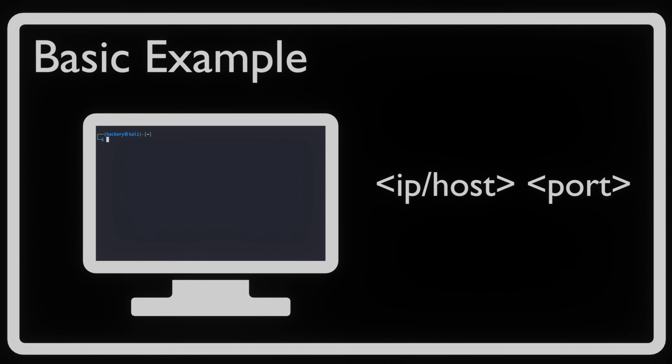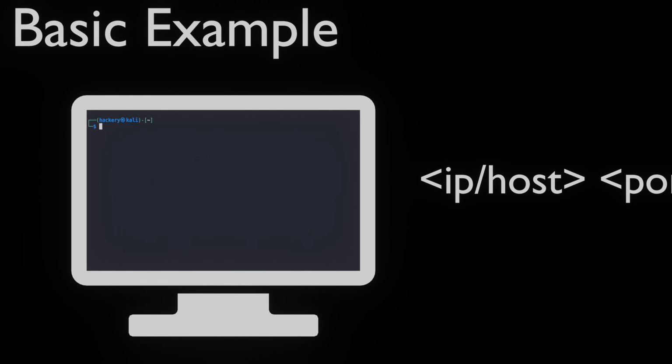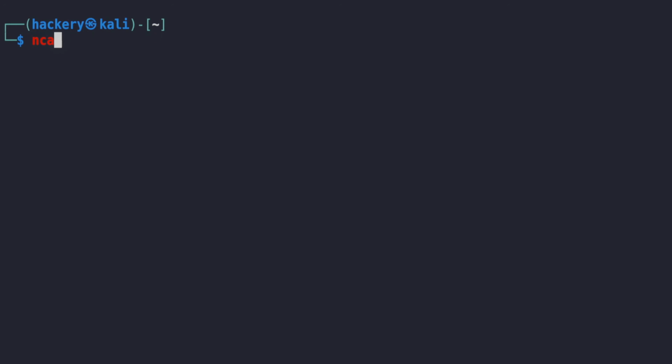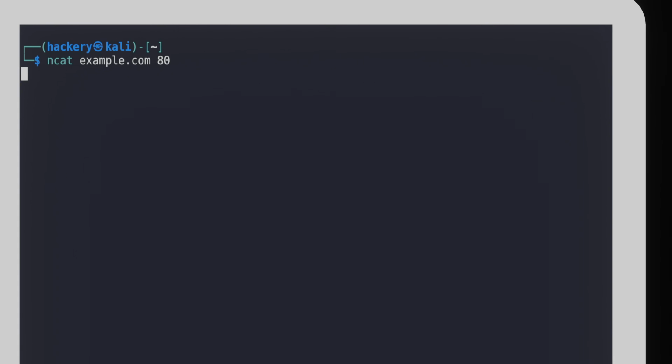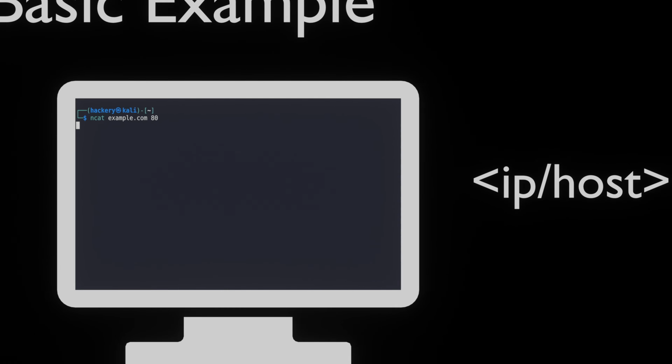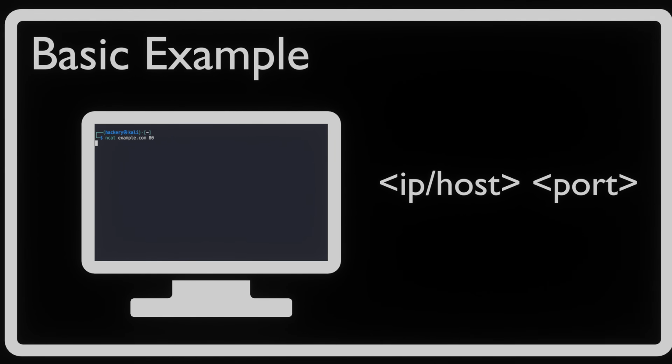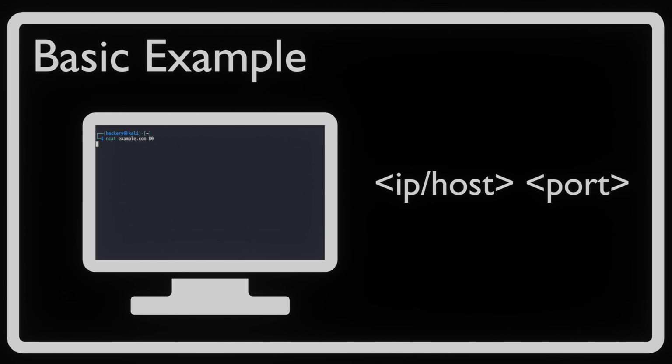Let's start by exploring a basic example of Ncat's usage. Suppose you want to establish a simple TCP connection to example.com on port 80. You can achieve this by running Ncat followed by a hostname and port. By executing this command, Ncat will initiate a TCP connection to the specified host and port, allowing you to interact with the remote services. Since this is a web server, it won't return anything by default and we have to send the request manually. Let's do this real quick by sending a GET request.